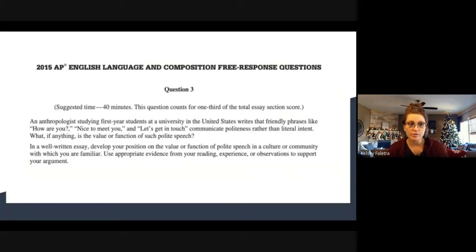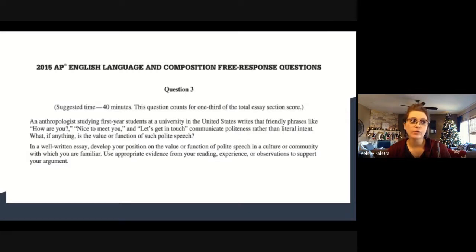In an argument prompt, the Q3, it's just like the Q2. You're given background information before you're given your task, so you have to read all of it. Your task in this case for the students in 2015: develop your position on the value or function of polite speech in a culture or community with which you are familiar. Use appropriate evidence from your reading, experience, or observations to support your argument. You can see why kids struggled with this. It's not an issue that's at the forefront of your day-to-day life.